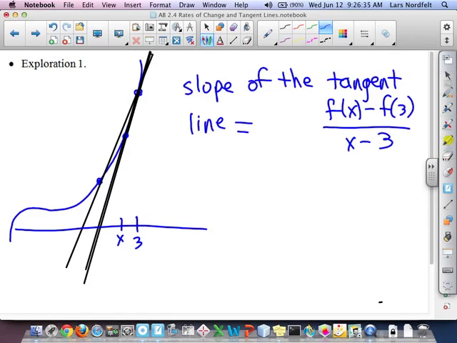So what should I put here? The limit as x approaches 3. This will give me the slope of the line tangent to the curve at x equals 3.